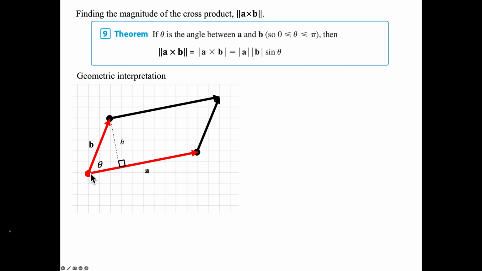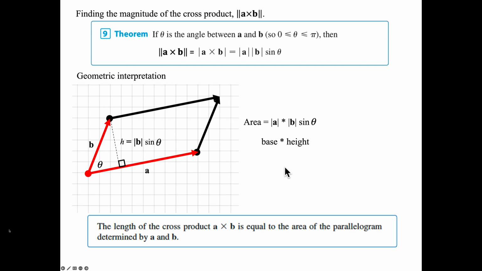Well, if you notice, the magnitude of A would be the base of my parallelogram. With a little trigonometry, sine of theta is equal to h over the magnitude of B. Multiply the magnitude of B over to sine theta. There's my height. So in essence, the area of this parallelogram is the magnitude of the cross product vector, because this is your base, this is your height.